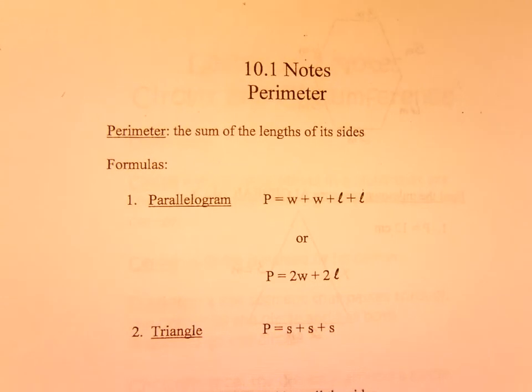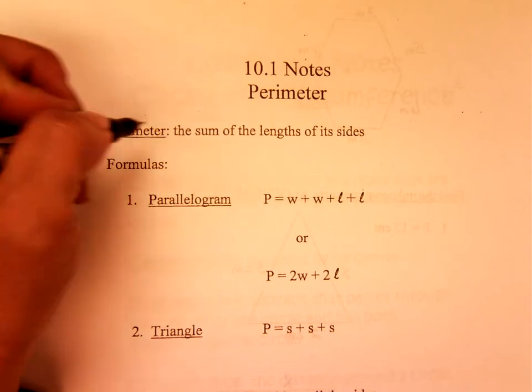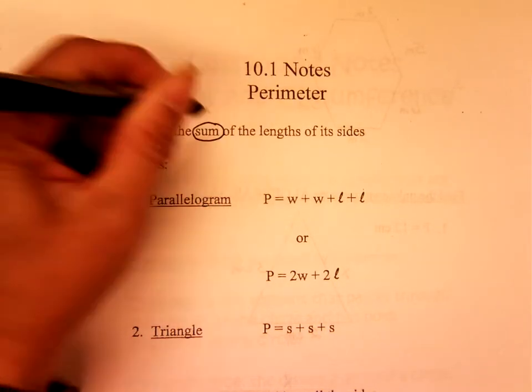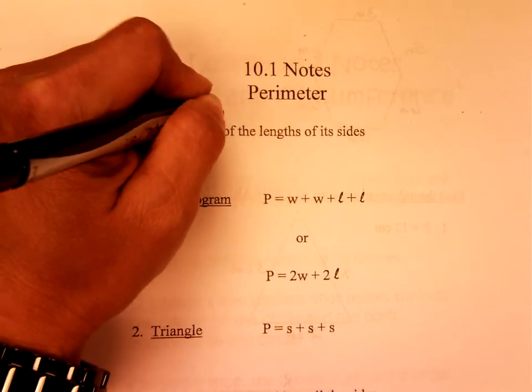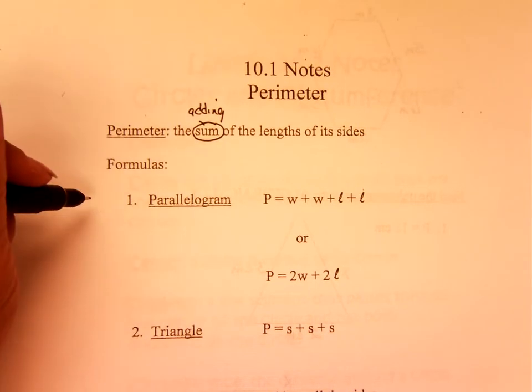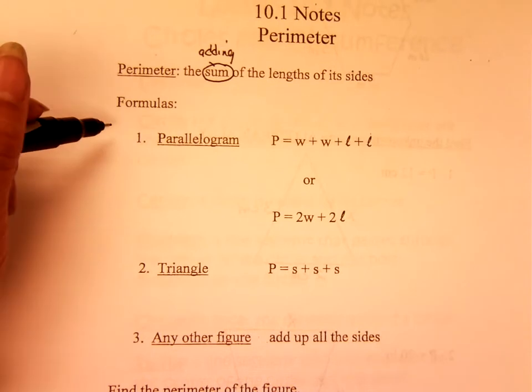Alright, so today's lesson is 10.1, perimeter. So perimeter is the sum of lengths of its sides. When we see the word sum, hopefully you know that you are adding all the lengths of its sides. These are formulas that you will need to memorize. I would highly recommend that you make flashcards.